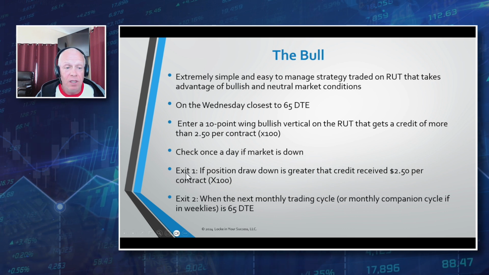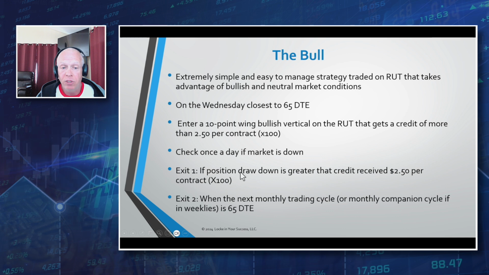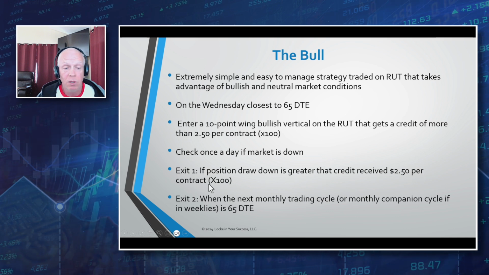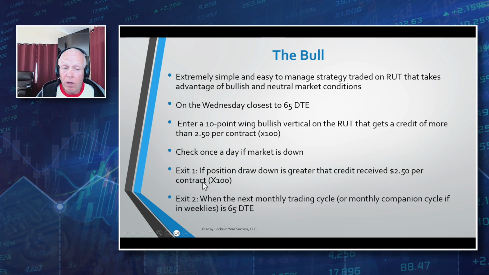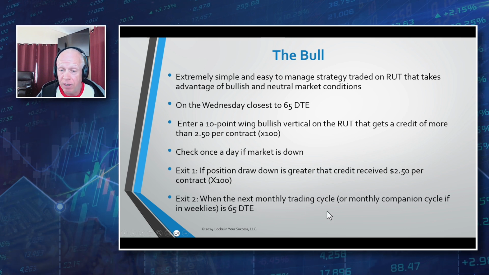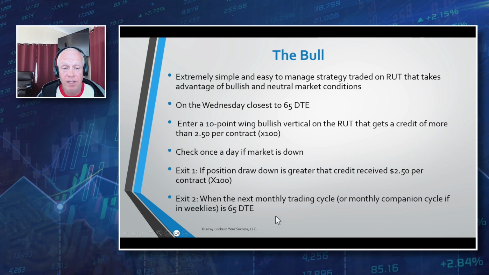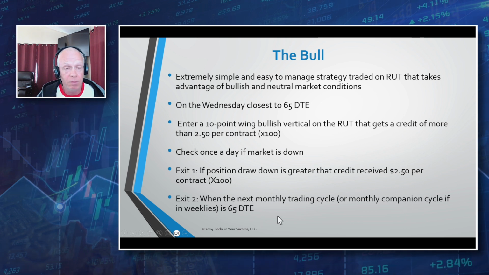And we're going to exit under two conditions. Number one, if the position drawdown is greater than the credit received, or $2.50 per contract in this case, or if the next monthly trading cycle, or monthly companion cycle if you're trading in the weeklies, is 65 days to expiration, and we're just going to rinse and repeat, so to speak.